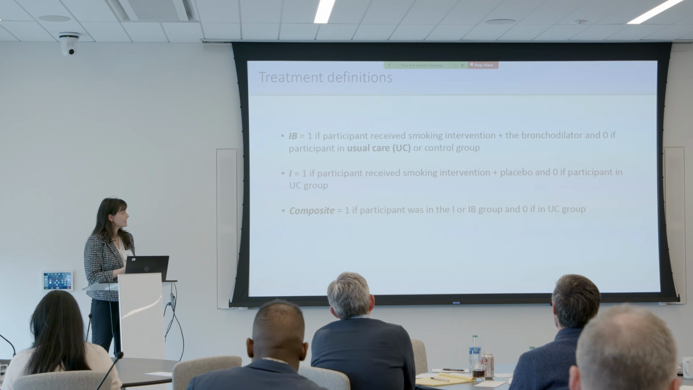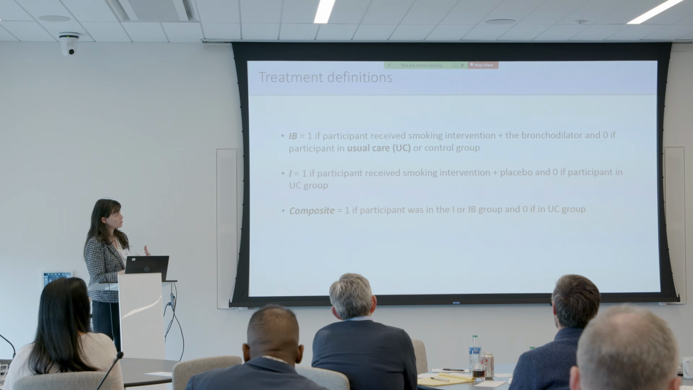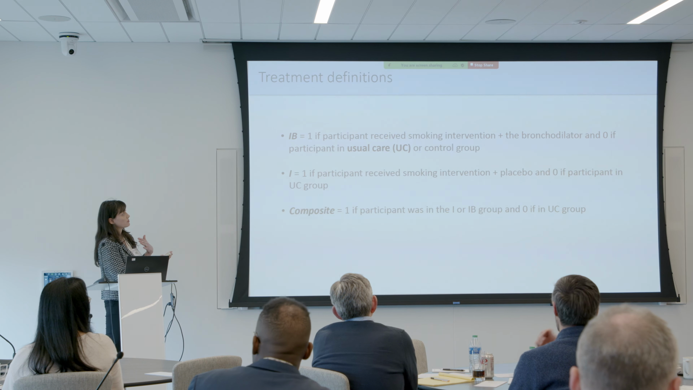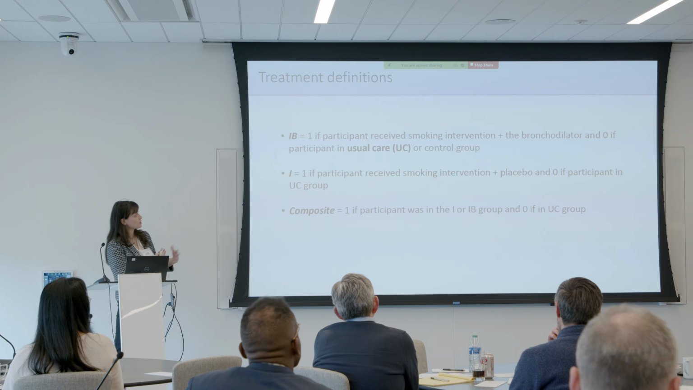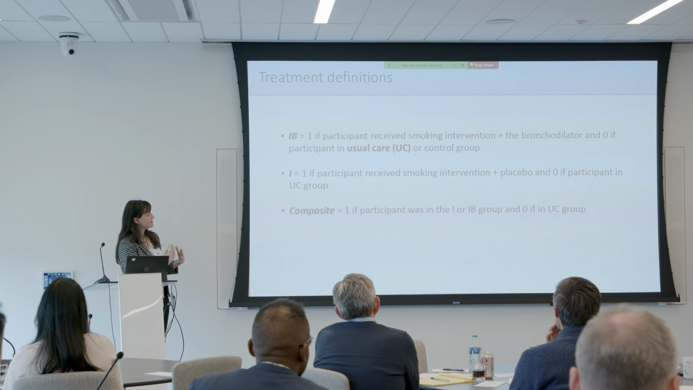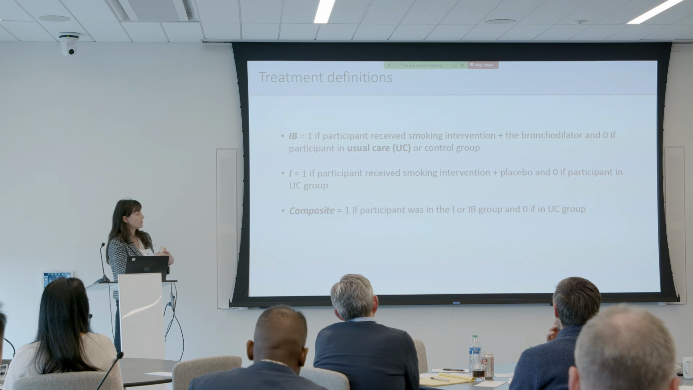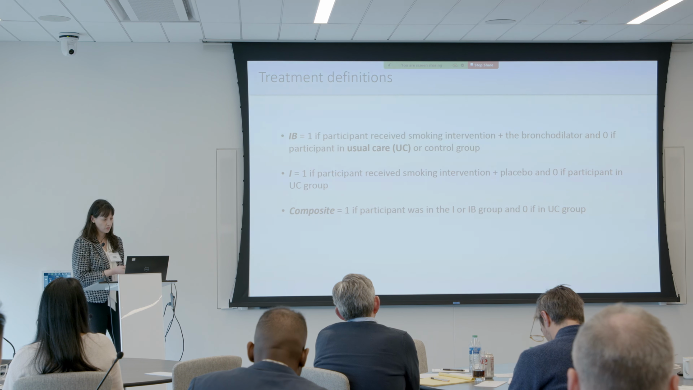For the treatment definitions, again, IB is equal to 1 if the participant received the smoking intervention and the bronchodilator, and 0 if the participant was in the usual care or control group. I is equal to 1 if the participant received the smoking intervention and 0 if they were in the UC group. And then the composite is 1 if the participant was in either the I or the IB group, and 0 otherwise.